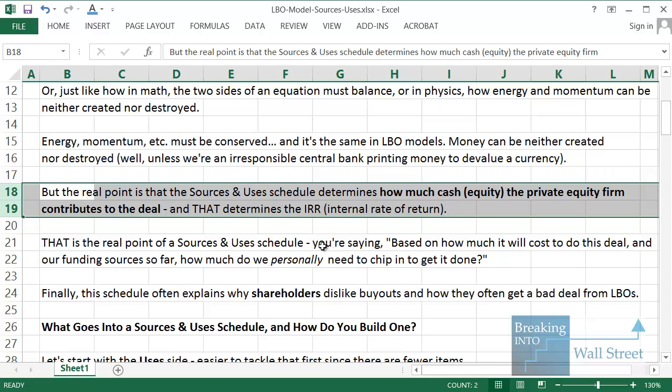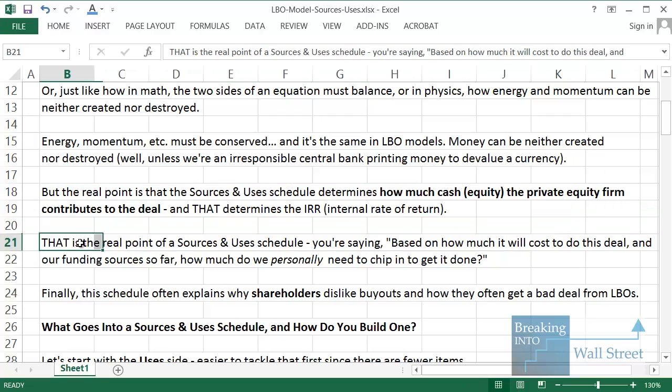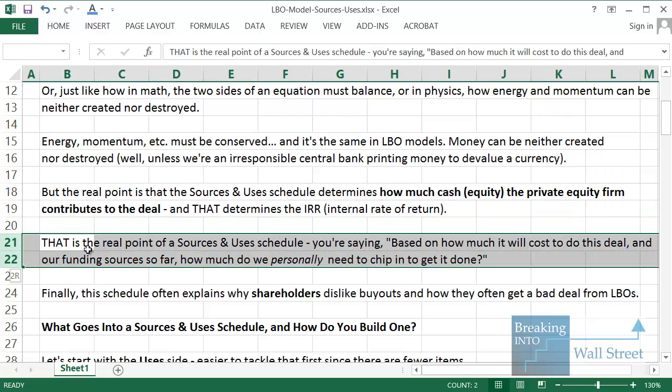They could sell the company for the same amount, but if they paid less for it up front, they're going to get a higher return. If they paid more for it up front, they're going to get a lower return. So that's why it's so important. We're saying, okay, here's how much it costs to buy this company with all the expenses included. Here's how much debt we have to fund it. Here's how much in other sources of funding we have.